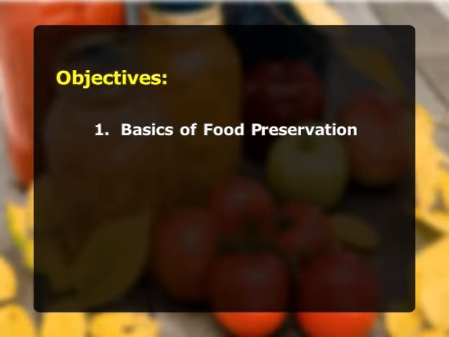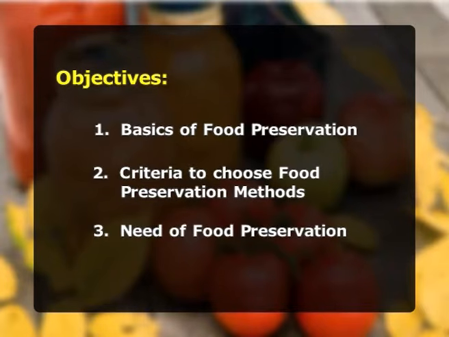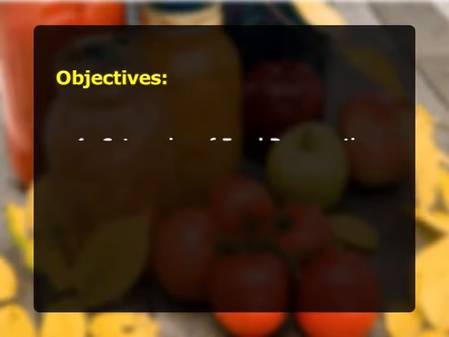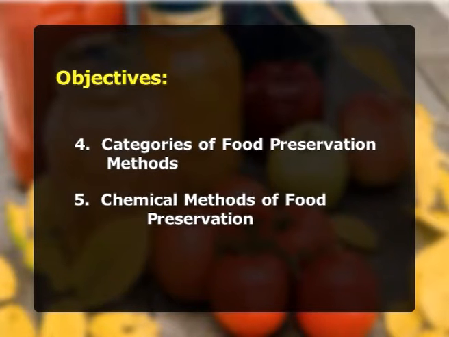Hello dear students. Today our topic of deliberation is chemical methods of food preservation. The main objectives of this lecture are basics of food preservation, criteria to choose food preservation methods, need of food preservation methods, categories of food preservation methods, and the chemical methods of food preservation.